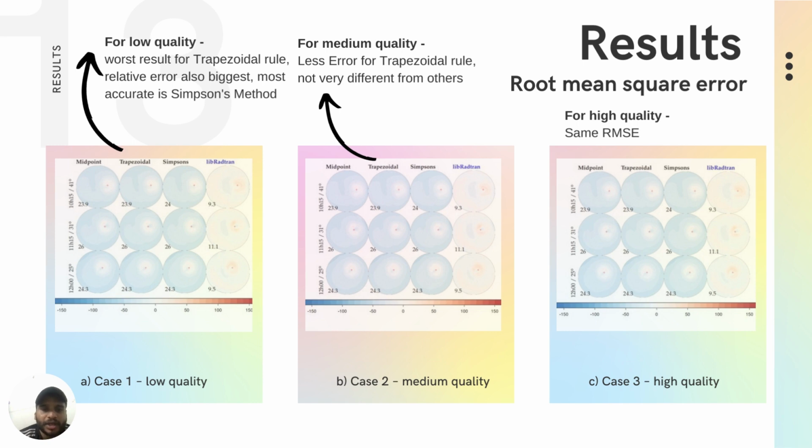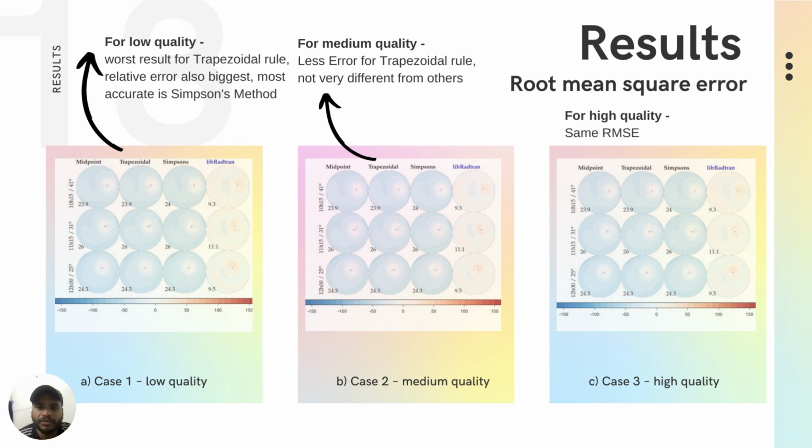Now come to the root mean square error. For the low quality case, the worst result is for the trapezoidal rule, and the relative error is also biggest for the trapezoidal rule. The most accurate is Simpson's method. For the medium quality, there is less error for the trapezoidal rule, but not very different from the others. But for high quality, every method has the same root mean square error. Right, so we found this here.